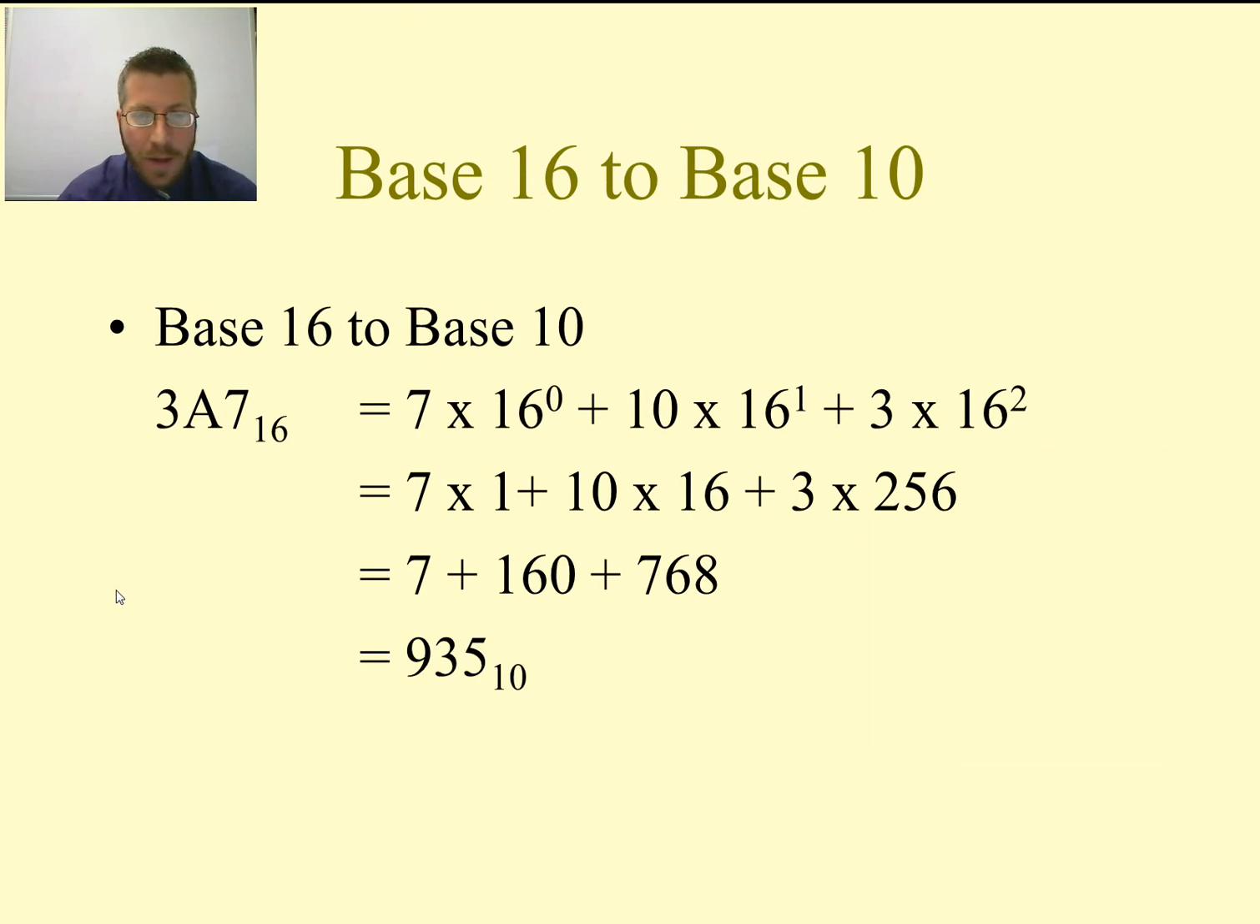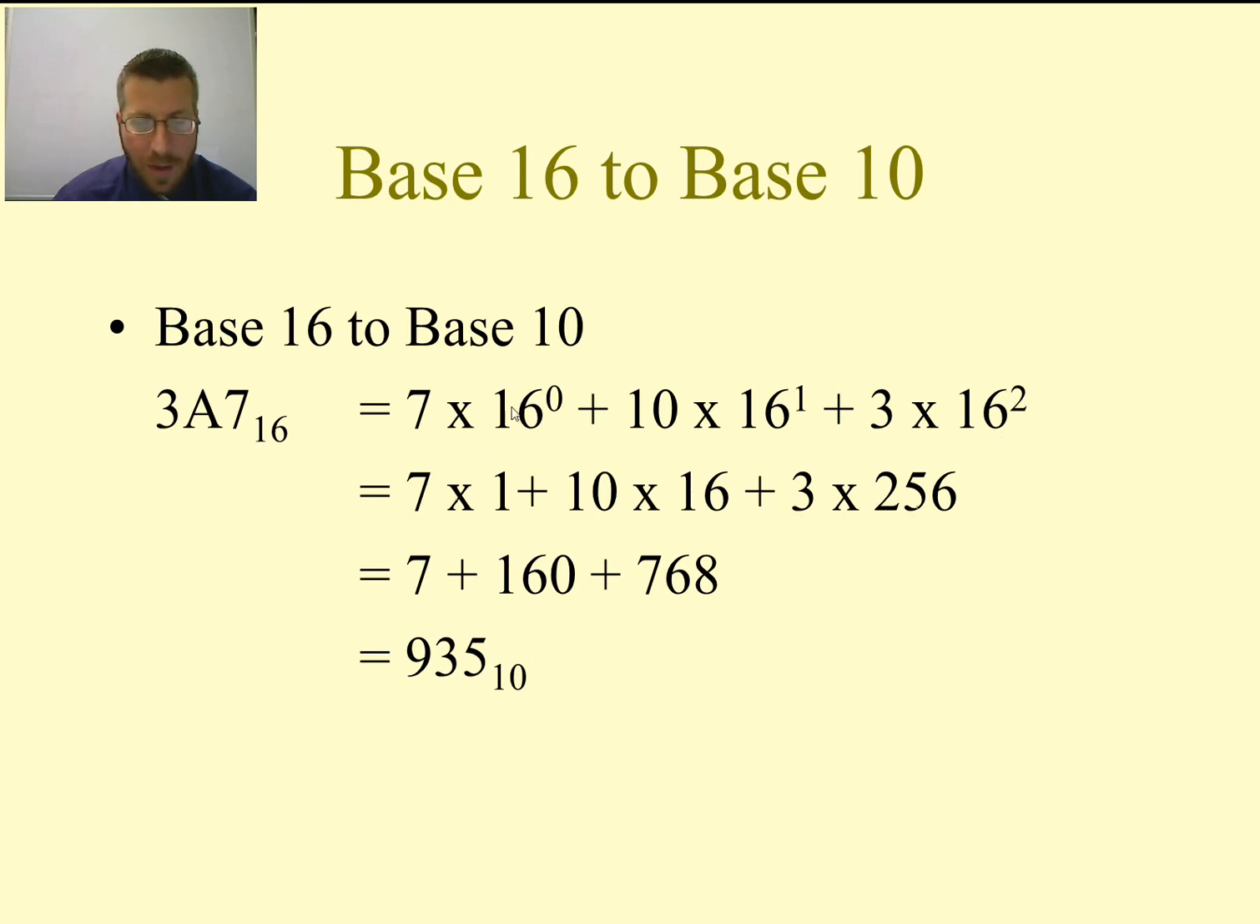Okay, next let's convert base 16 to base 10. It's a very similar analogy to how we just did the base 2 to base 10. The first place is the 16 to the 0's place, the second place is the 16 to the 1's place, and the third place is the 16 to the 2's place. So you see that I have the number 3A7 in hexadecimal. So that's going to be 7 times 16 to the 0, add that to 10, which is our letter A, 10 times 16 to the 1, add that to 3 times 16 to the 2.